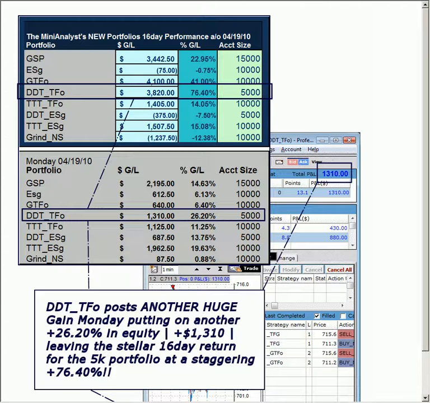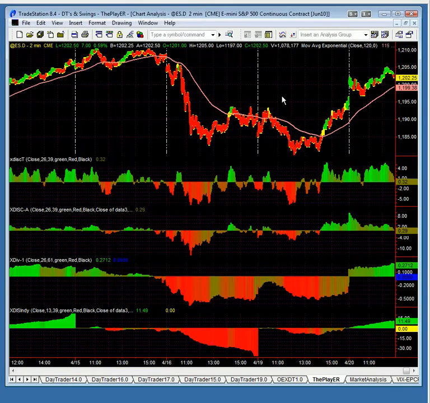The first thing we're going to look at here is a chart of the market. This is the mini S&P 500 futures contract. Right there it is. 1202.25 is the latest print. This is Tuesday, the 20th day of April, 2010. 1202.25. Looking at kind of an interesting session we have today.